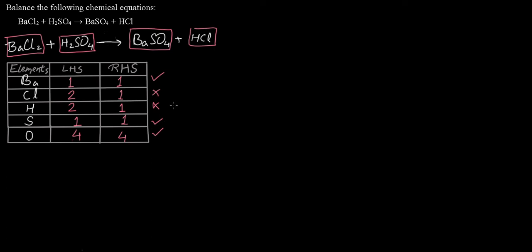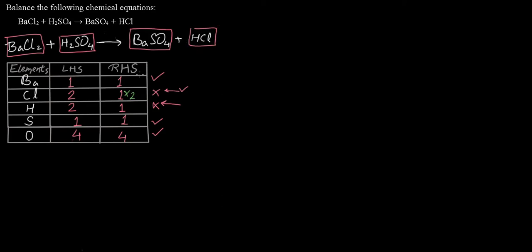And we know the practice that we keep hydrogen and oxygen for the last. So even if hydrogen is unbalanced here, we will not start with hydrogen, we will start with chlorine. So what we need to do is, we need to make RHS also 2. So we can multiply this chlorine by 2. So we will identify the molecule where chlorine is on the right hand side, and we will multiply that whole molecule by 2.